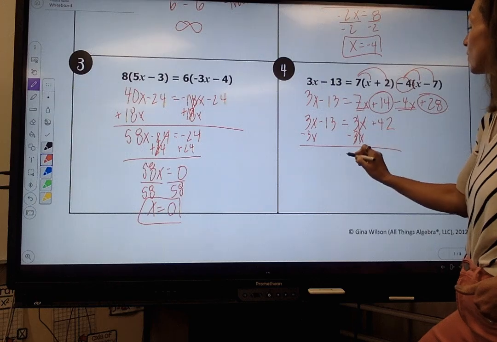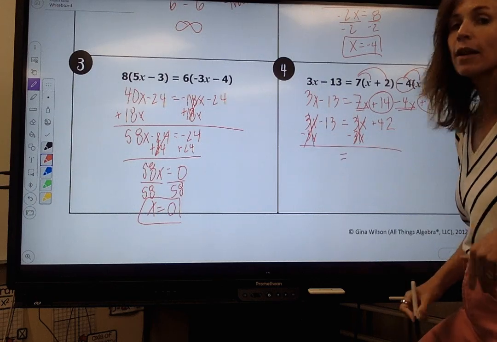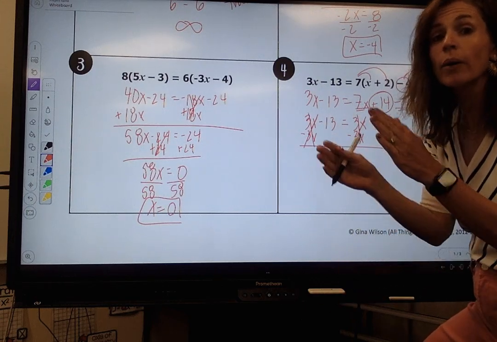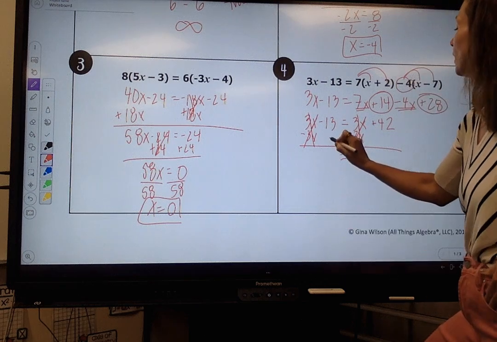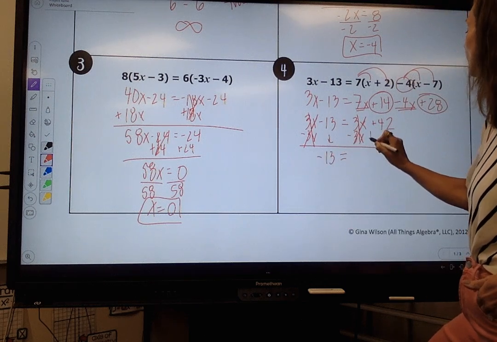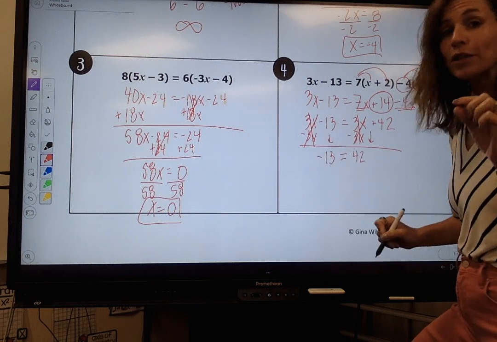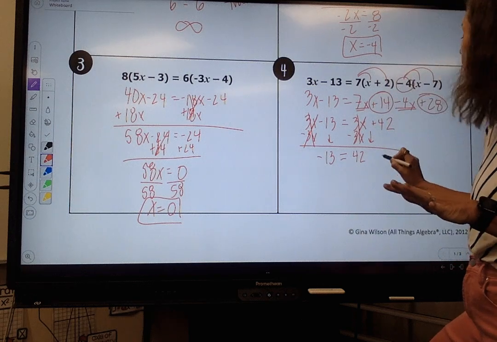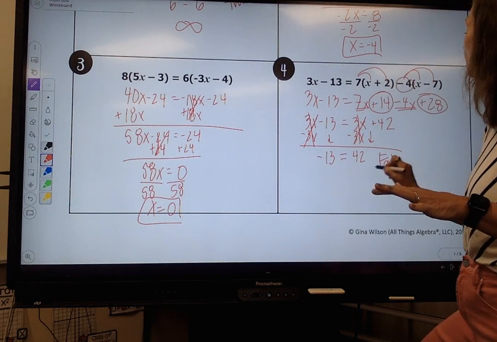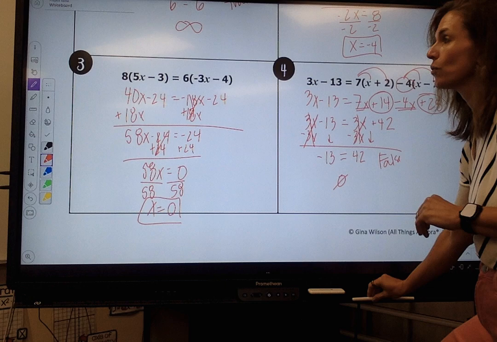My variable term cancels out. My variable term cancels out. Variable terms canceled out, so I know I have a special solution. Here I have negative 13. Here I have 42. My truth statement says this is false. This is a false statement, therefore I have no solution.